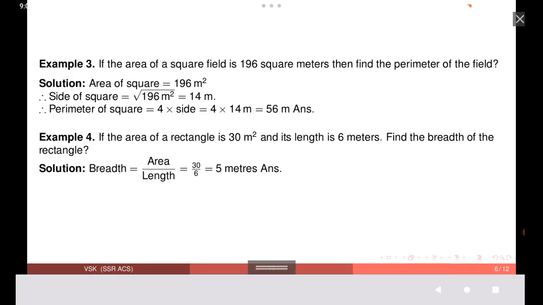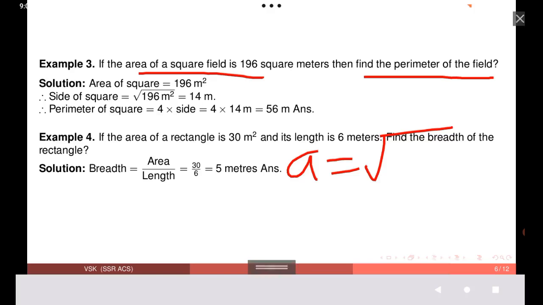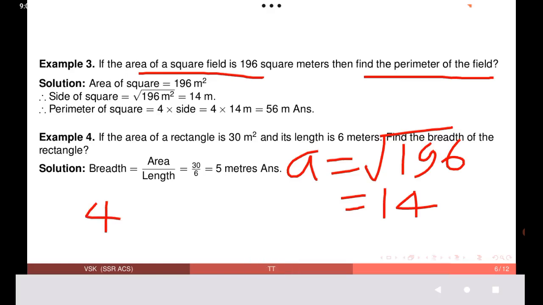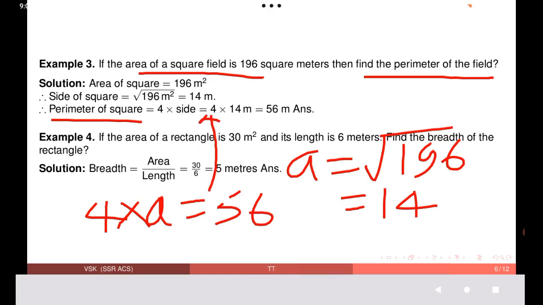Now example 3. If the area of a square is 196 square meters, then find its perimeter. First of all, here we will have to find the side of the square. And side of a square will be given by under root of area. So under root of 196, that is 14, and then perimeter will be 4 times A, that is 56 in this case. So perimeter of a square is 4 into side. So 56 meters will be the answer.